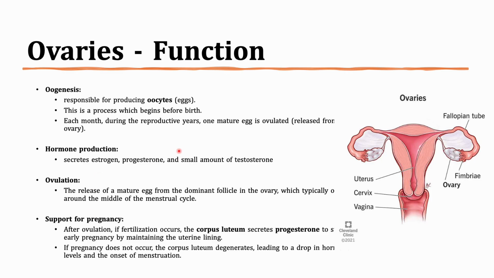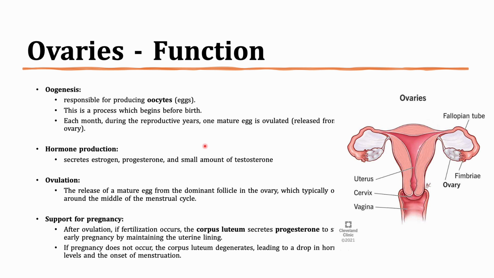Moving along, I wanted to talk a little bit about the ovaries. The function of the ovaries, number one, is going to be oogenesis, which is the actual production of oocytes, which are eggs. Even though we talked about the uterus first, the actual process starts from the ovary and then goes into the uterus for implantation.